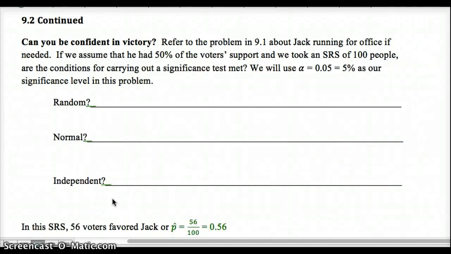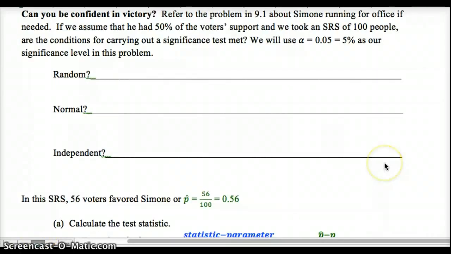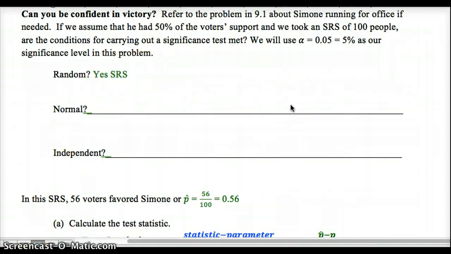So let's refer back to the problem we had from the first lesson, where we had an SRS of 100 people. We're going to use a significance level of 5% here for alpha in order to carry out this problem. So first we check to see if it's random. Is it random? Yes, if there's an SRS. Is it normal? So think about the normal condition. This is proportions. It's going to be n times p, and n times 1 minus p have to be greater than or equal to 10.